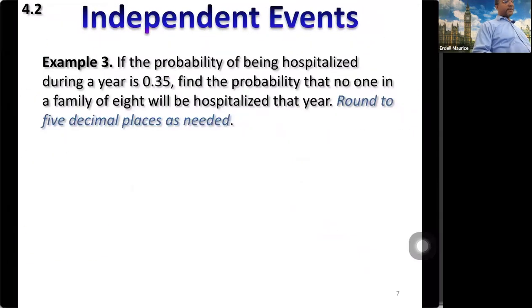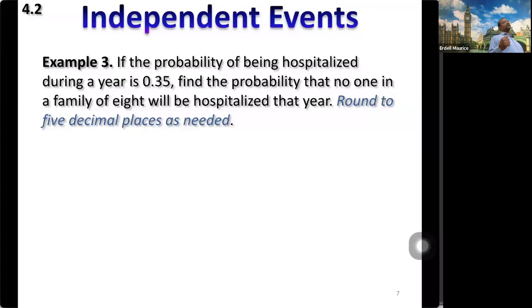All right, another example. If the probability of being hospitalized during a year is 0.35, find the probability that no one in a family of 8 will be hospitalized that year. Round your answer to 5 decimal places. Oh my goodness. Question: are these events dependent or independent? How many people are in the family? 8 people.